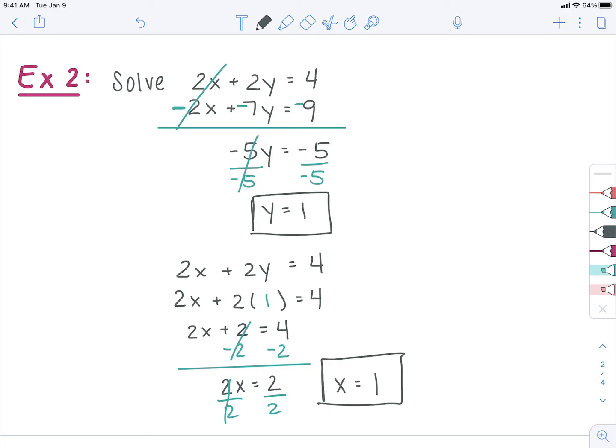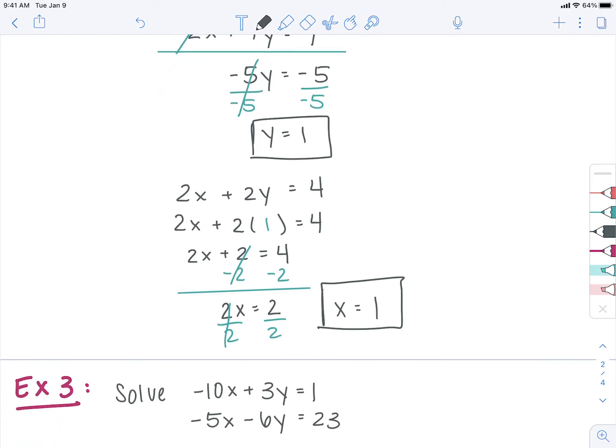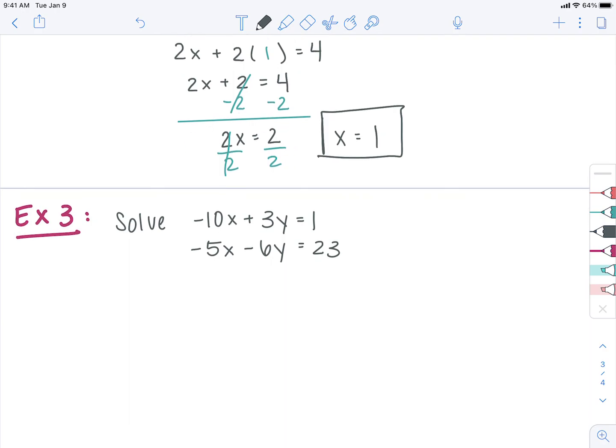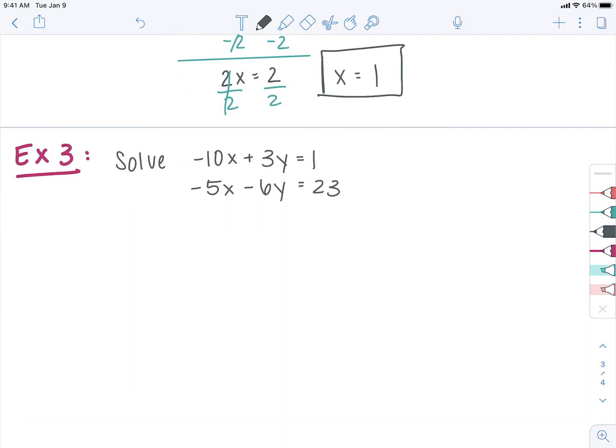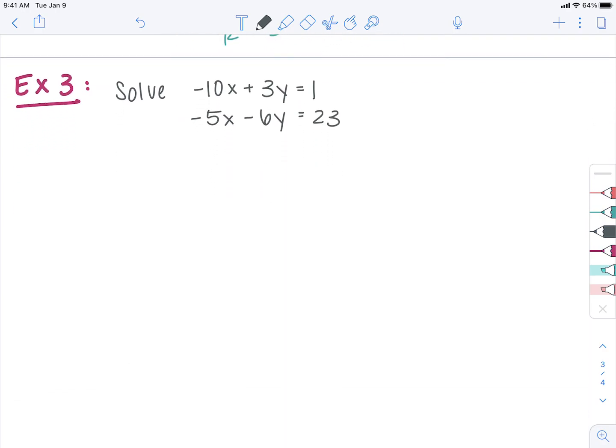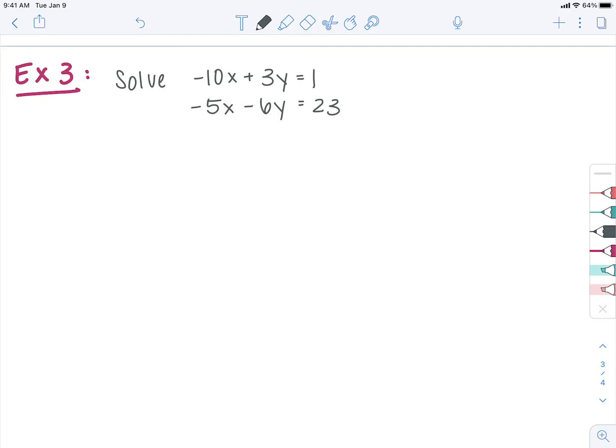Now this last one we want to look at, you'll notice right away I have a negative 10x, a positive 3y, a negative 5x, and a negative 6y. So I don't have anything that has the same number in front of it. They're all different, right? I have a 10 and a 5, and then a 3 and a 6. So I have to actually multiply one of these equations. I have to manipulate it so that it has the same numbers.